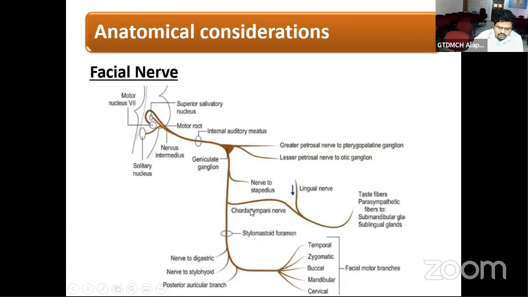Then through the chorda tympani nerve, facial nerve supplies taste fibers of anterior two-third of tongue through lingual nerve. Then other two salivary glands. As you were shown earlier, there are branches to digastric, stylohyoid, and postauricular branch, and other 5 major branches of facial nerve. Usually, the facial nerve is injured at the site of exit, stylomastoid. So these 5 branches usually affected: temporal, zygomatic, buccal, marginal mandibular, and cervical.